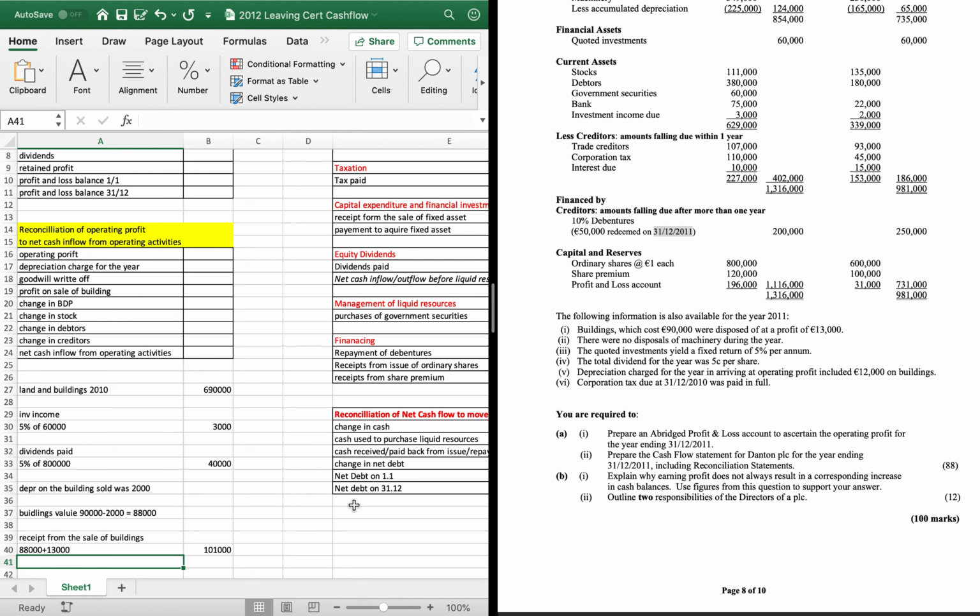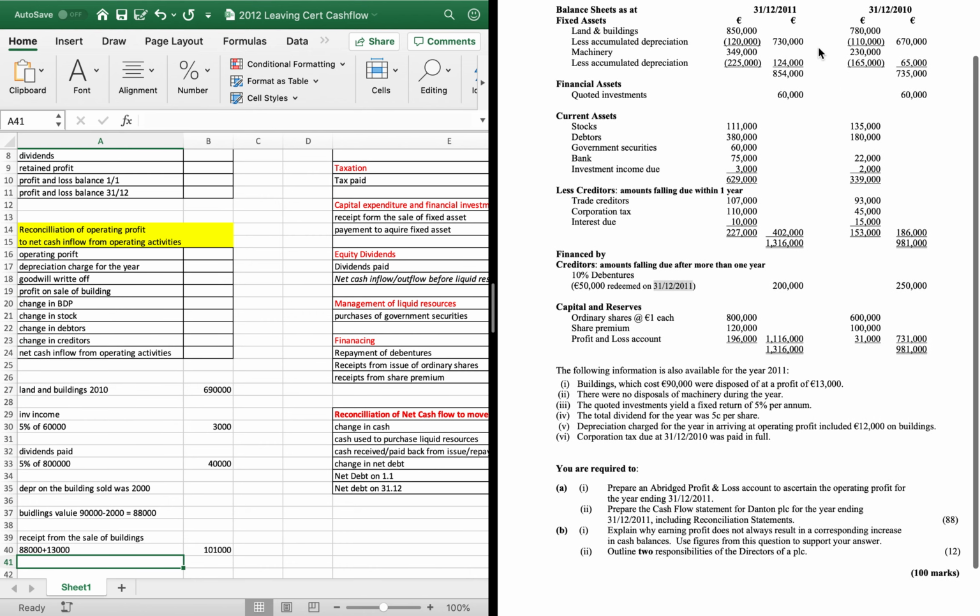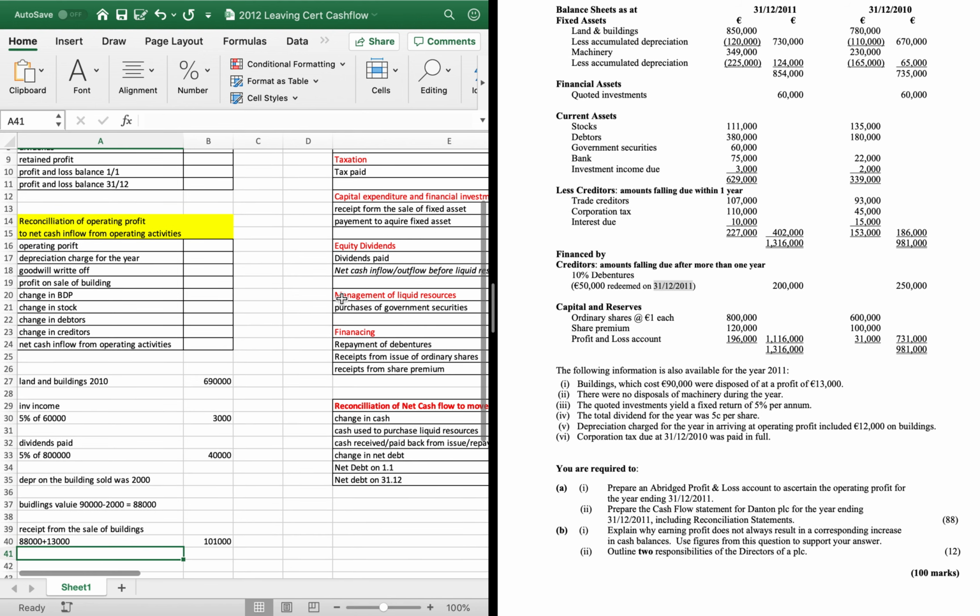So if you wanted to, you can go back and change this 110 down to 108, because the depreciation that we know on the building we sold was 2,000. You don't really have to. You're not going to need that number anymore.